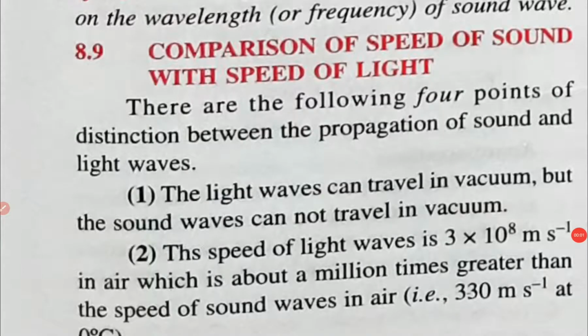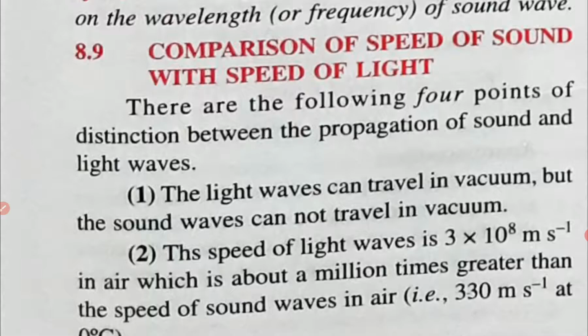This video is for class 9 physics, and in this video we are discussing the comparison of the speed of sound with the speed of light. There are the following 4 points of distinction between the propagation of sound and propagation of light waves, because both are energy. Number 1, light waves can travel in vacuum, but sound waves cannot travel in vacuum because sound needs a material medium to travel.